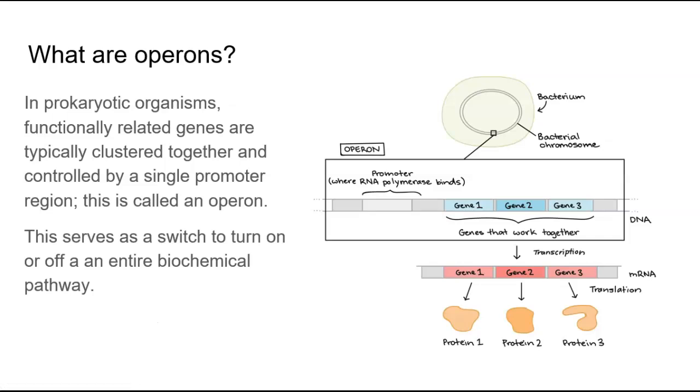In prokaryotic organisms, genes that are related to a particular function are usually clustered close to each other. And this is very convenient because if the genes need to be transcribed, they sort of work as a switch. They all get turned on all at once, and everything that needs to be transcribed and translated can be done pretty much all at once. So this serves as a switch of on and off for biochemical pathways within prokaryotic organisms.